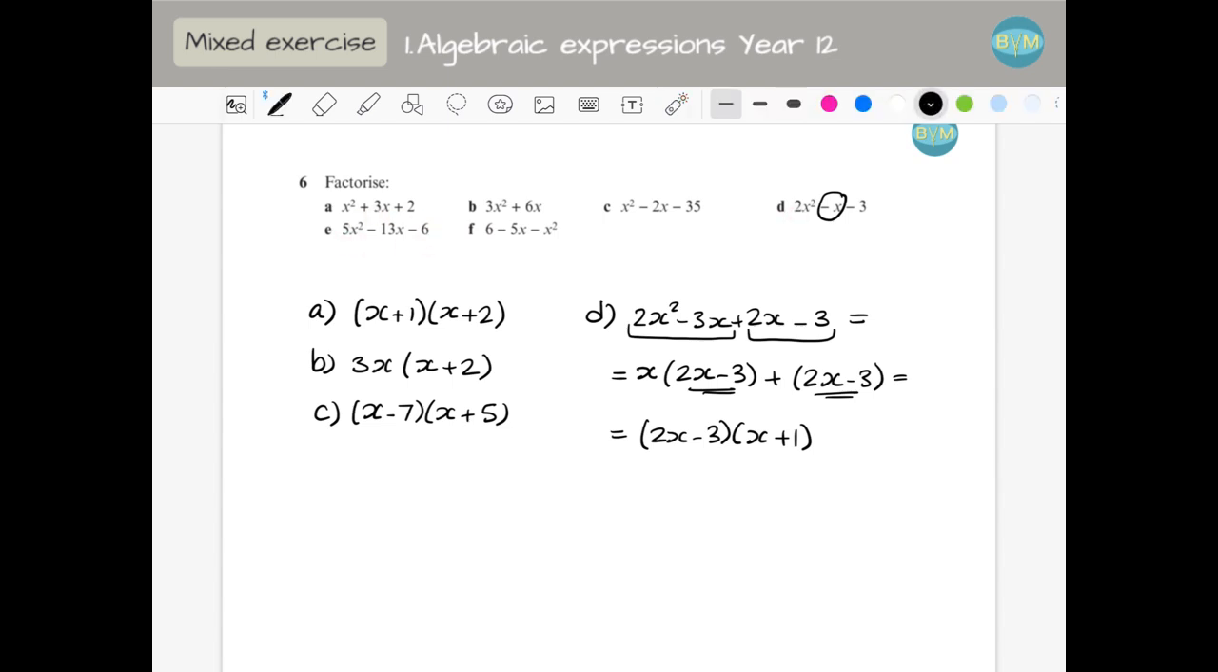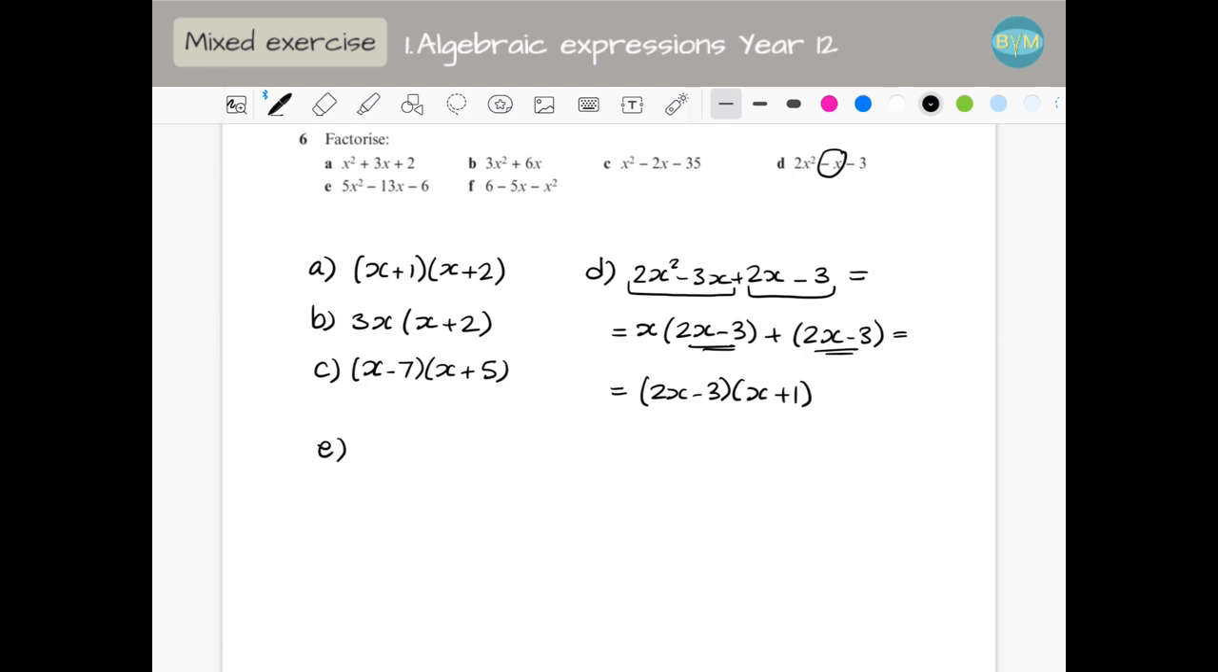Same with this one. So for E, we are looking for two numbers that multiplied together give me minus 30, so the product of these two is minus 30, and added together, minus 13. So minus 30, we could say minus 15 and 2. Multiplied together is minus 30, added together is minus 13. So I'm going to rewrite this term as minus 15x plus 2x. So I copy 5x squared minus 15x plus 2x minus 6.